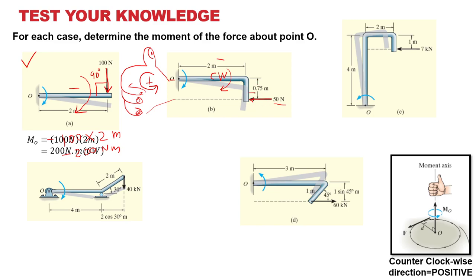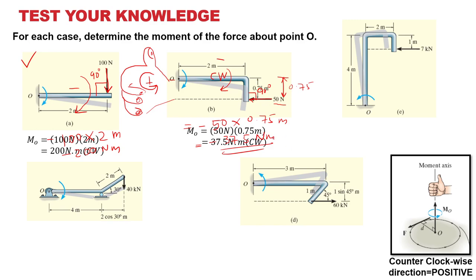Remember, your distance has to be 90 degrees. Negative again. So negative 50 multiplied by the distance. Definitely not 2 meter anymore. This is the distance: 0.75. So negative 50 multiplied by 0.75 meter. Get your calculator, don't look at the answer. Punch your calculator, 50 times 0.75. Negative 37.5 Newton meter. Negative 37.5 CW, clockwise. So you can either write CW or put a negative. I think negative is better.